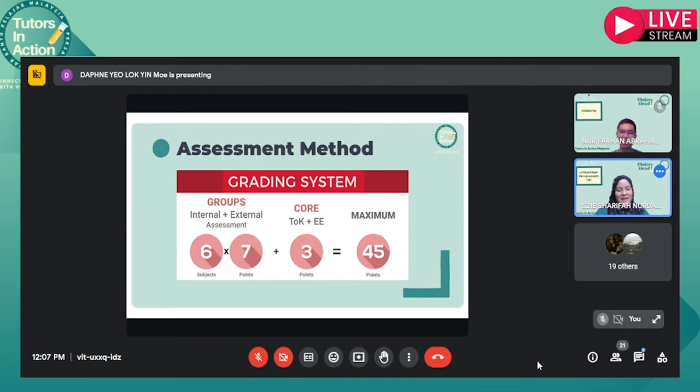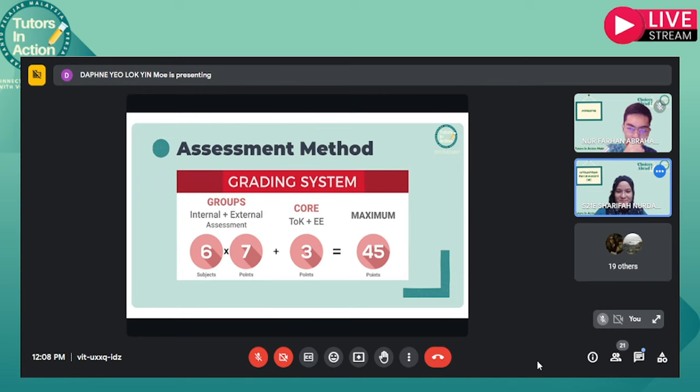So 6 subjects at 7 each, that's 42. Then the other 3 points are from the core that I explained just now, which is TOK, EE, and CAS. There is a grading system to it, but that's not really important for this level. So basically, you just have to know that the maximum for one subject is 7, plus another 3 points, and you get 45. So the goal is to get 45 if you're an IB student. Okay, next slide.